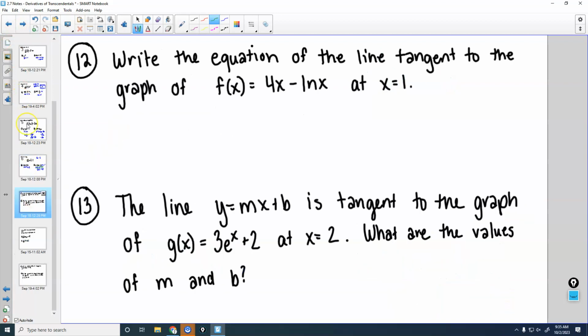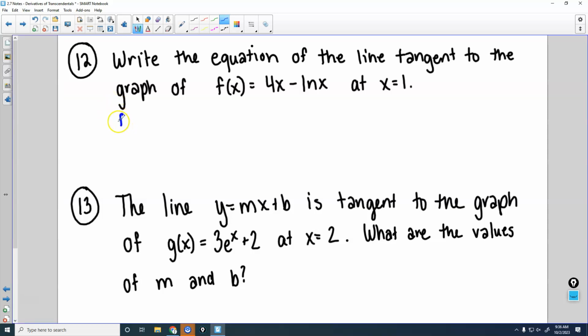All right, let's look at a couple more. They're not terribly complicated, but write the equation of the line tangent to the graph of f of x equals 4x minus natural log of x at x equals 1. When I write the equation of a tangent line, we did that on the warm-up, what do I need? Slope, point. All right, so for the point, I'm just plugging into the original, right? So f of 1, which is going to be 4 times 1 minus natural log of 1. What is natural log of 1?